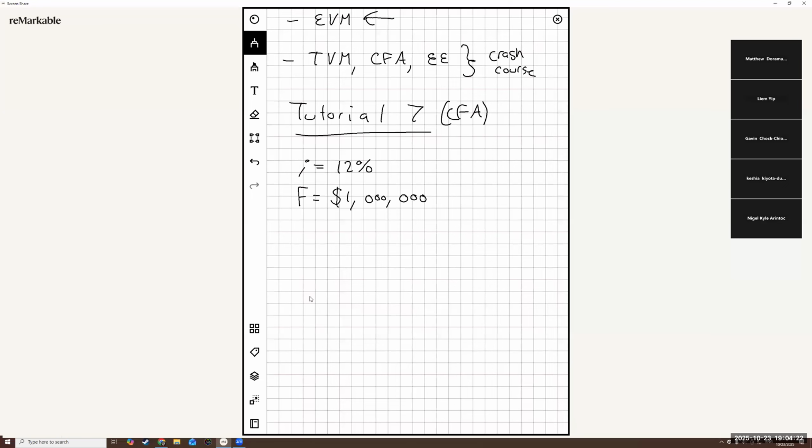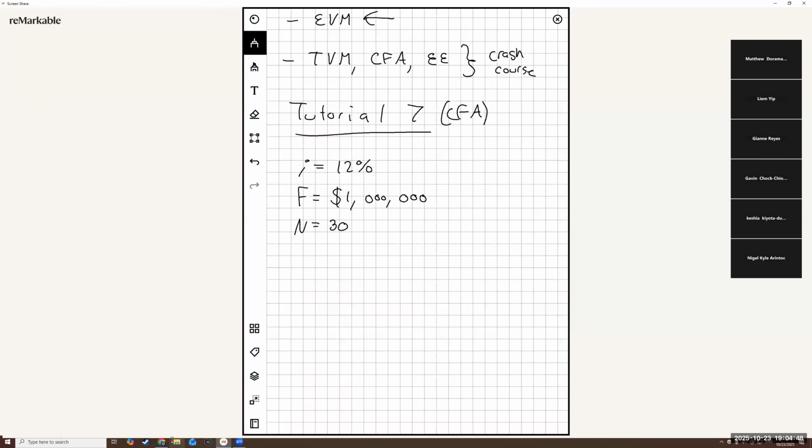Now, that means that our N is 30 because we will have 30 years, 30 periods. So the question here is, at an interest rate of 12%, you have to invest a certain amount that 30 years later, it will accumulate $1 million. So what is the starting amount?